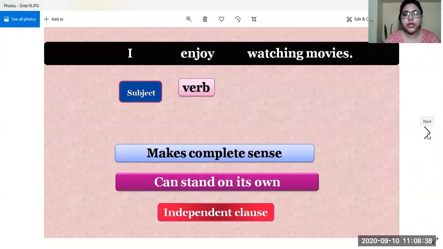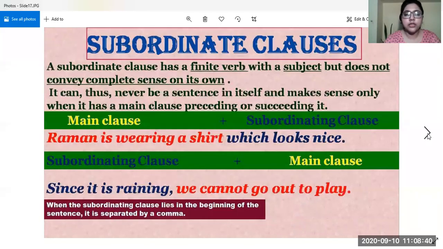Now we come over to the subordinate clause. What is a subordinate clause? It has a finite verb. It has a subject because it is a clause. But the major difference between the main clause and the subordinating clause is that it does not convey complete sense on its own. Principal clause was conveying complete sense. So what will be the opposite of that? A clause which cannot convey a complete sense on its own, so it will not stand alone.